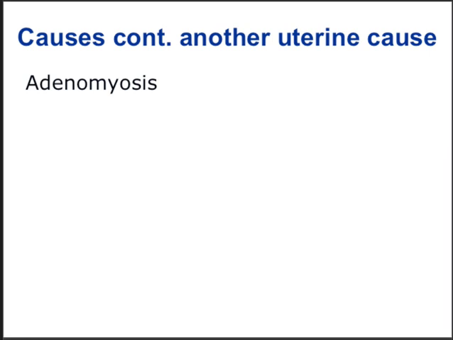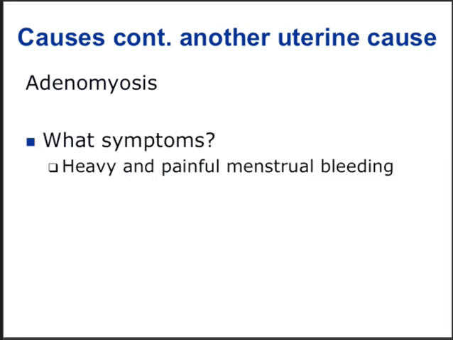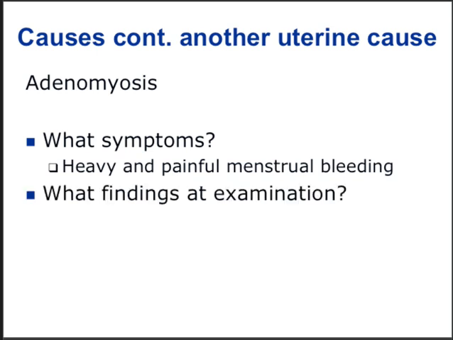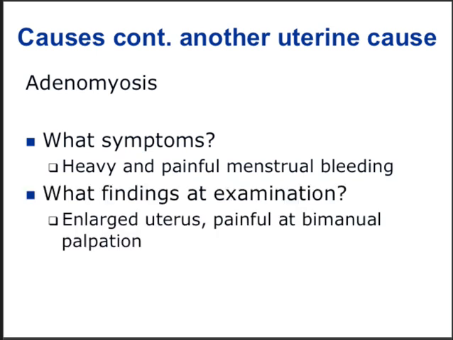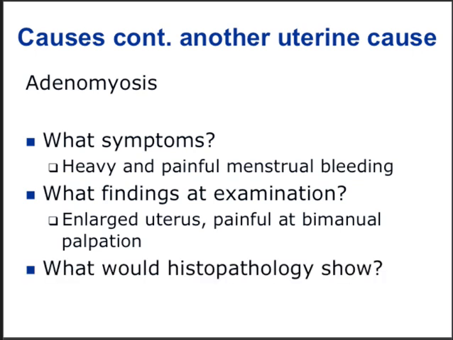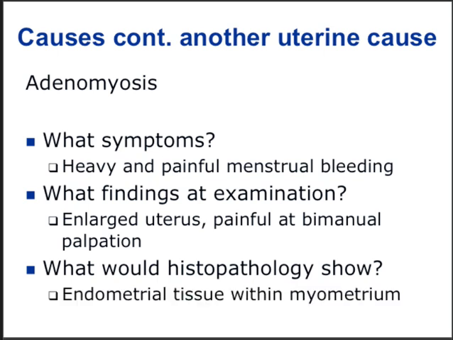What symptoms do these women in a typical case present with? Heavy and painful menstrual periods, and at examination in a typical case one can find a symmetrically enlarged uterus, which is by manual palpation quite painful. What would histopathology show? Because that's the final proof. So after hysterectomy, you can find endometrial tissue, endometrial glands dispersed between the myometrium.